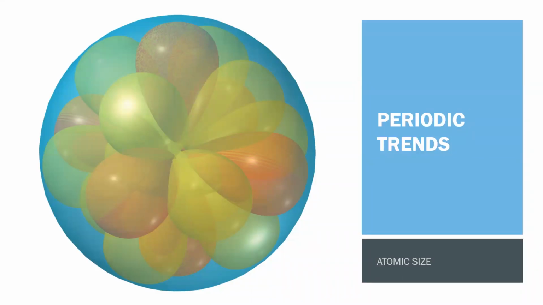Hey students. So today we're going to talk about periodic trends. Now that we have a pretty good understanding about energy levels, or we can say shells of electrons, and the sublevels, the subshells that fit in these energy levels, now we can approach atomic size and further our understanding of basic periodic trends. So how does atomic size work?